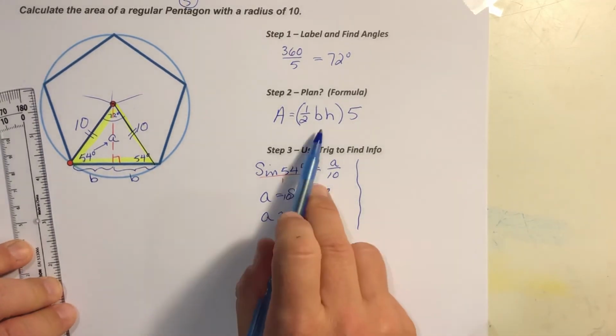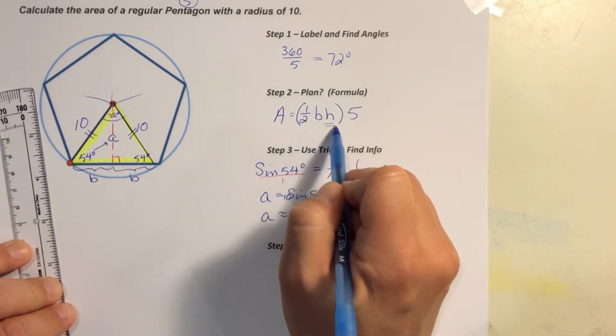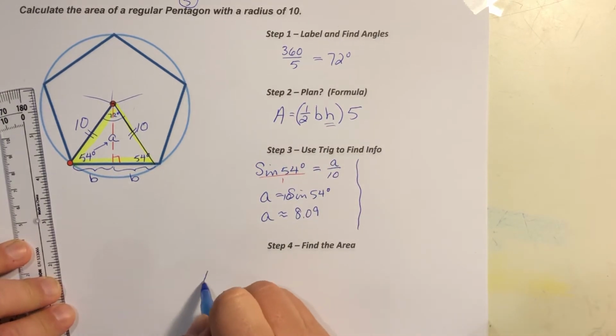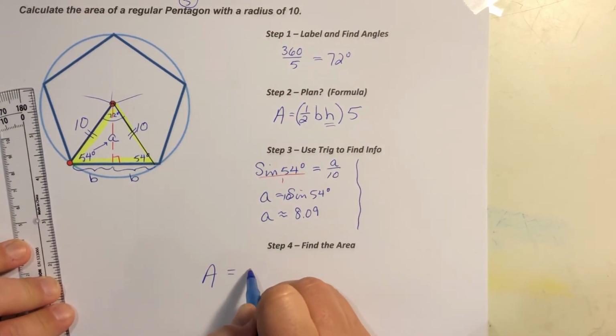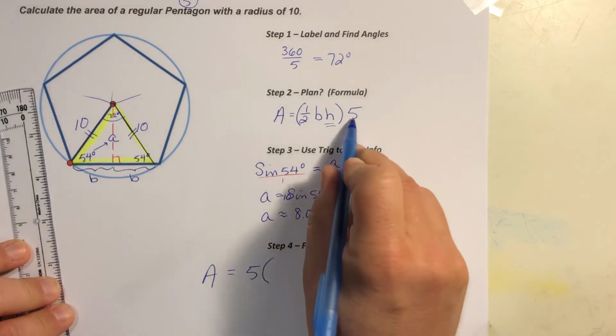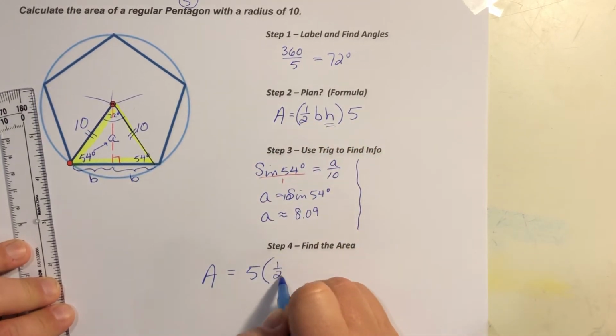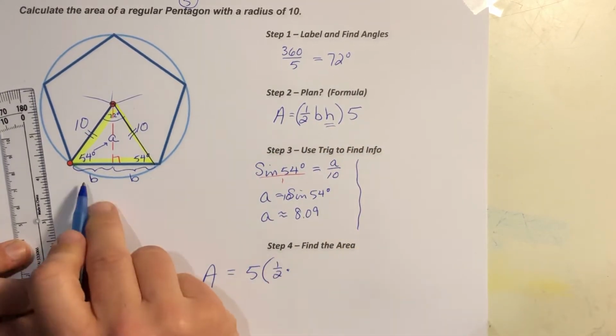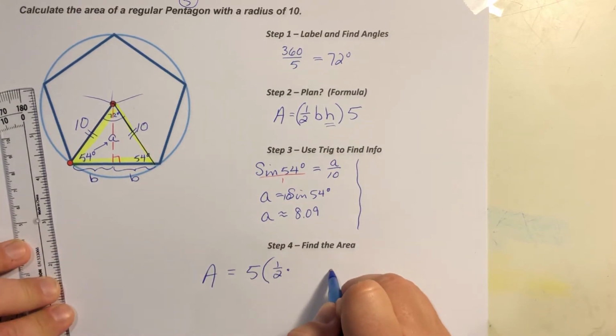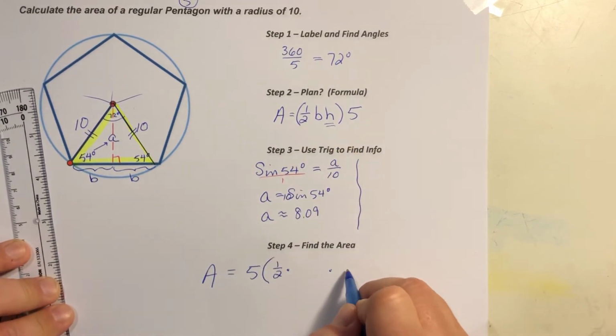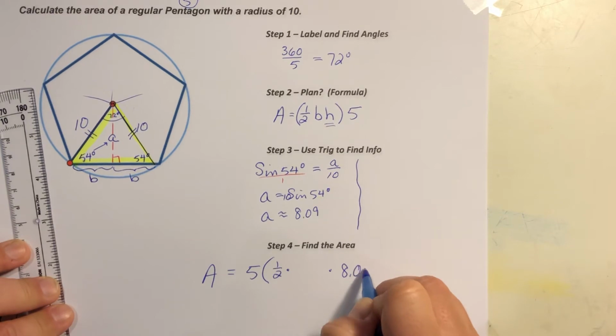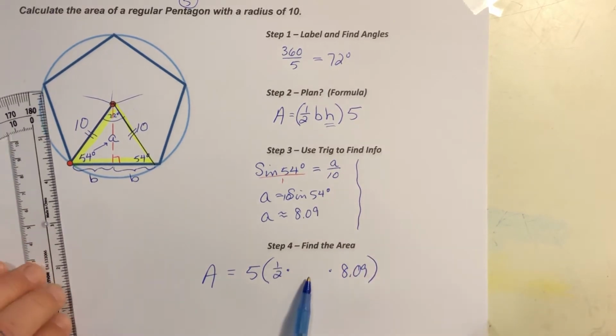So remember, guys, this was our plan. So I just figured out the height. So what I'm going to do is come down the bottom here, and I'm going to write my formula out, right? I'm going to put the 5 in front now, just put that out in front. So I'm going to have 1/2 times the base, which I don't know yet, times the height. So the height we just found to be about 8.09. So the only bit of information I now need is going to be the base.